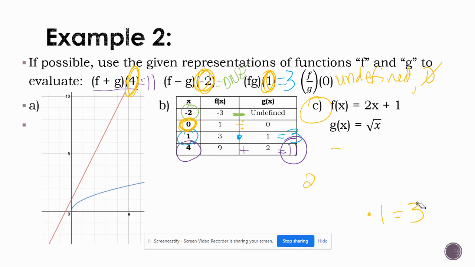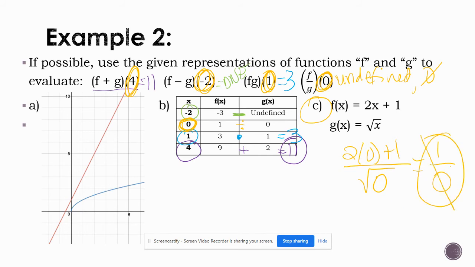And then the last one is the division. It's asking us again to divide and make x 0. So 2 times 0 plus 1 over the square root of 0. 2 times 0 is 0, plus 1 is 1. The square root of 0 is 0. Nope, that can't happen. That's undefined. No solution.